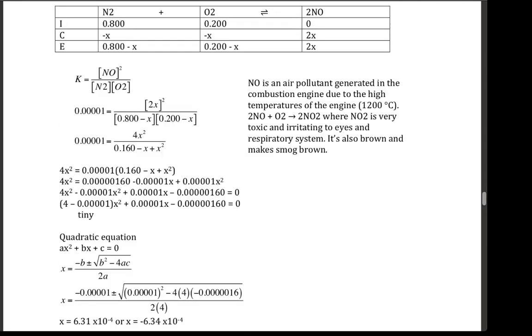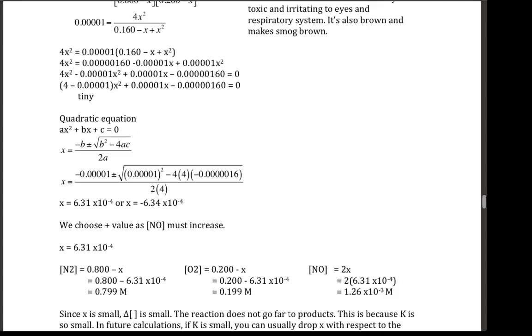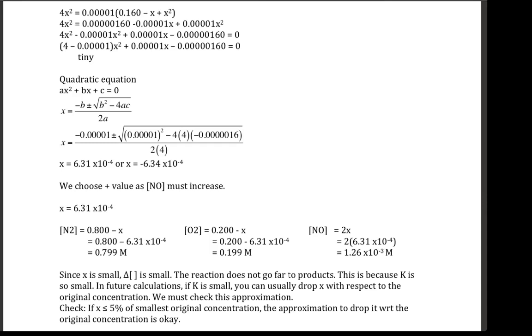Going back to our ICE table, we see that the N2 concentration at equilibrium is 0.800 minus x. The O2 concentration at equilibrium is 0.200 minus x. And the NO concentration at equilibrium is 2x. So we apply those using our value of x, and we get that the N2 concentration is 0.799 molar, the O2 concentration is 0.199 molar, and the NO concentration is 1.26 times 10 to the minus 3 molar.